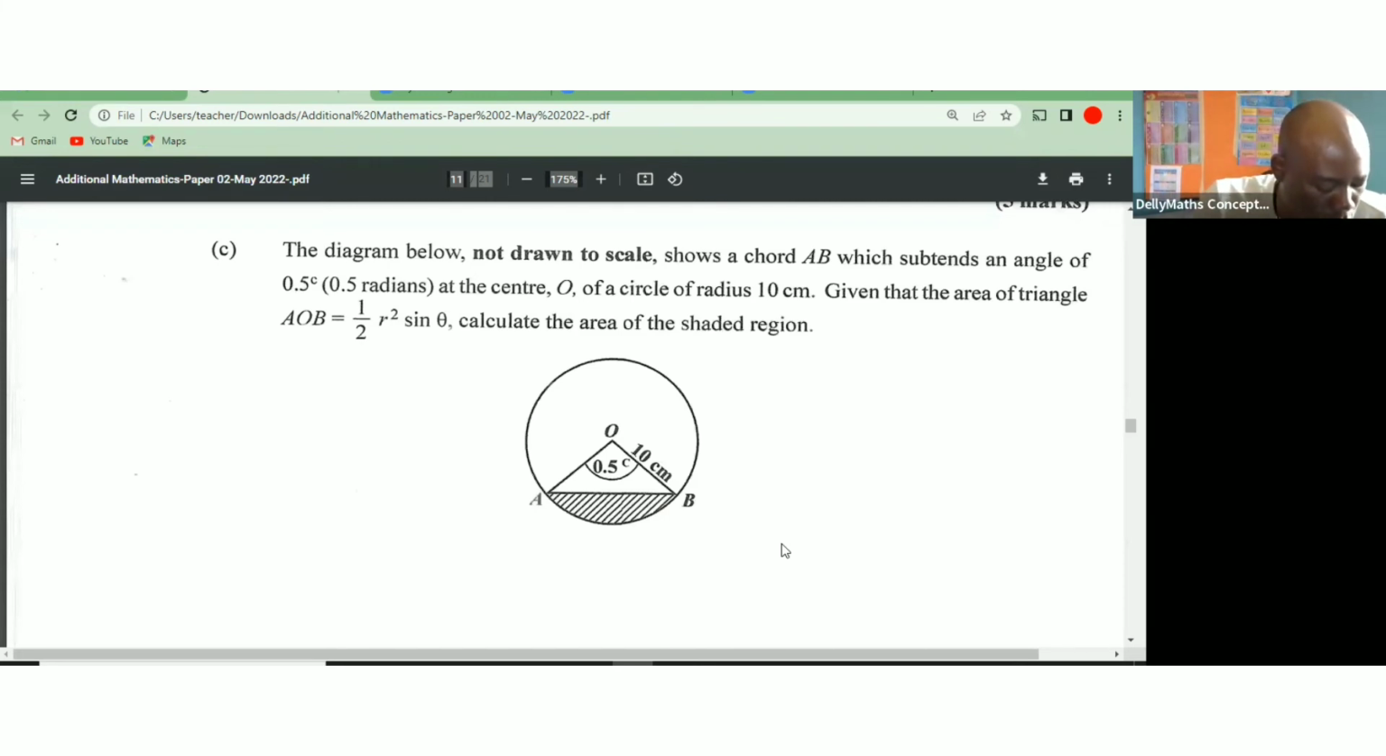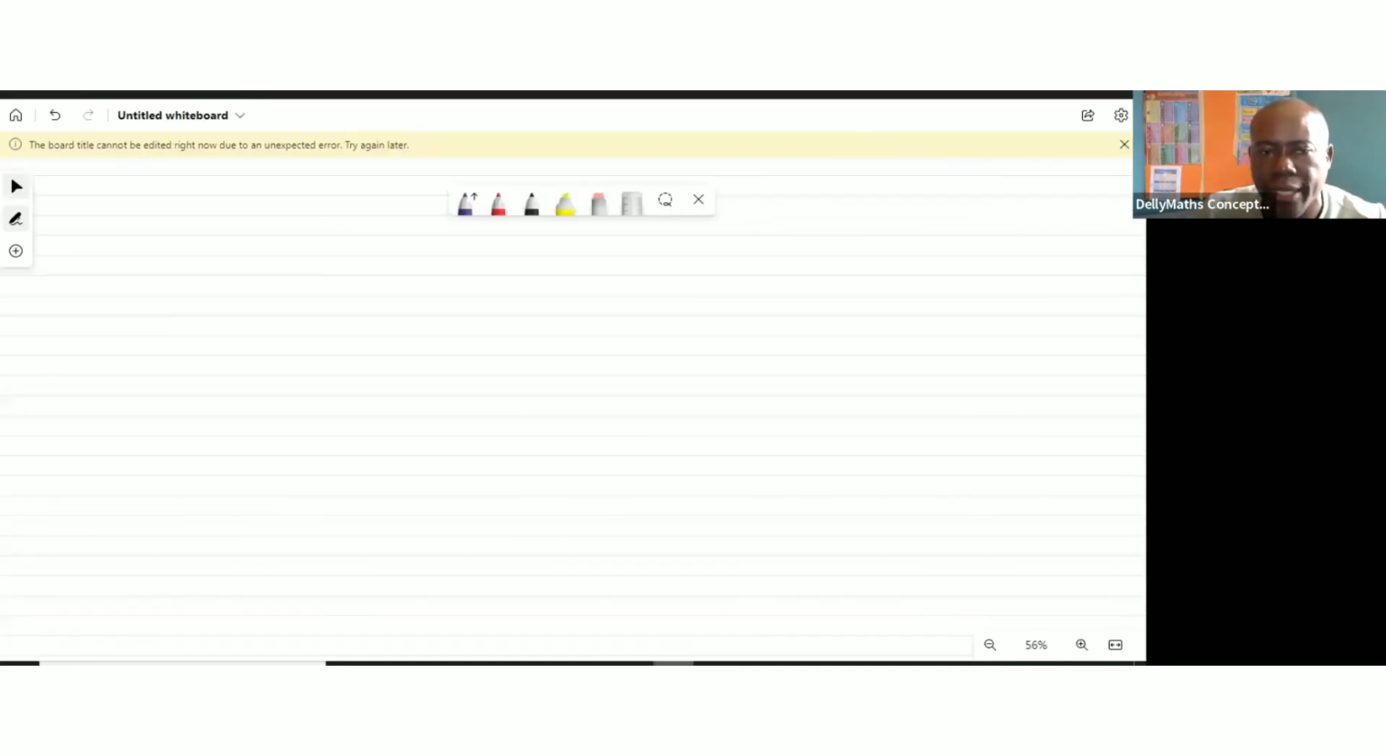So we could go about sorting that out right now. All right, let's go. The shaded region, as you know, is the segment of a circle. So I'm going to put shaded region here, and in brackets, I could put the segment.